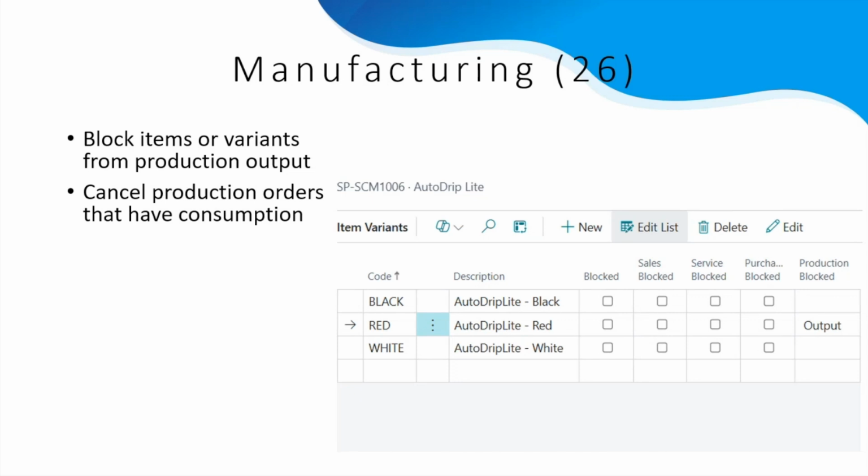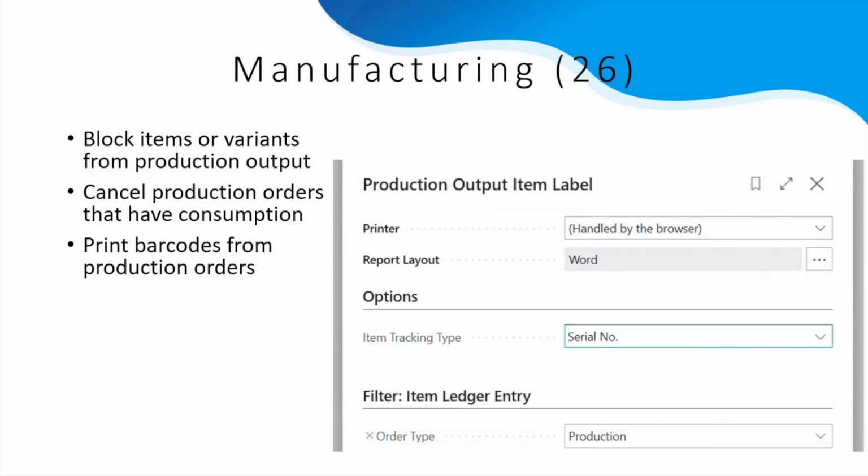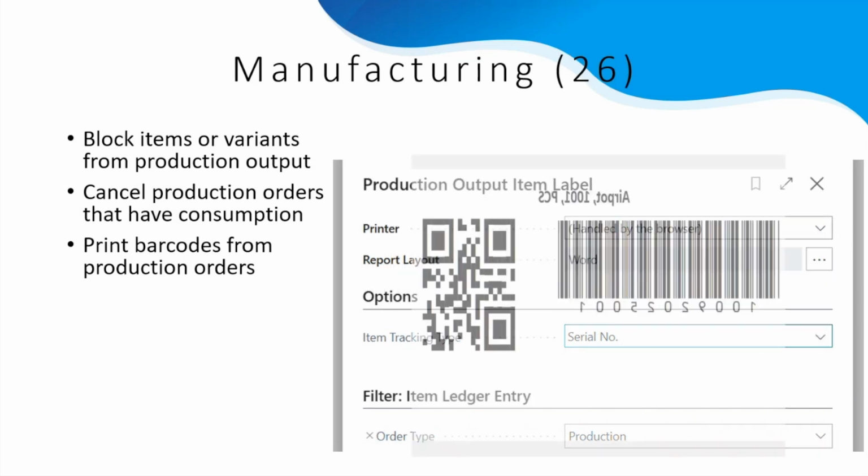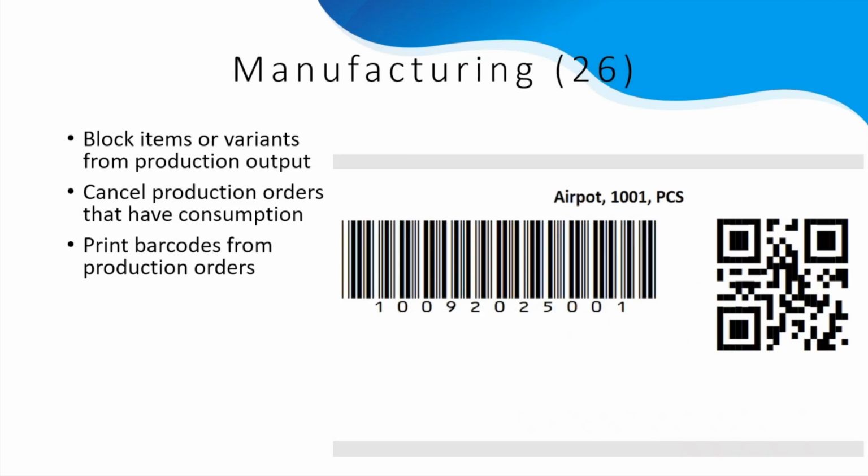Another feature that Microsoft added to the manufacturing module is you can now print barcodes from your production orders, which I think would be a very good feature to have. So you can print your output label straight off that specific production order using your normal ISO barcodes as displayed in the screenshot. You could also reopen finished production orders one time in version 26.